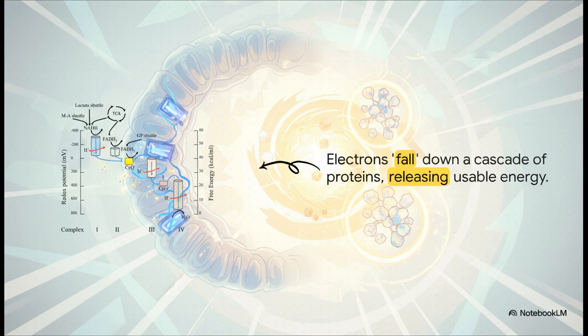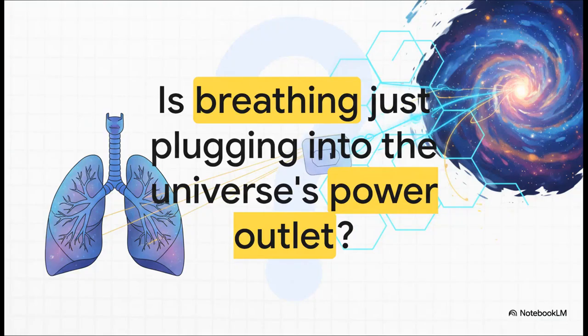This is the power plant. Think of it like a waterfall or a series of locks in a canal. As the electrons get passed down this chain of proteins, falling from a higher to a lower potential, they release a little packet of energy at each step, and the cell captures all that energy to make ATP, which is its main fuel. Which brings us all the way back to the beginning.